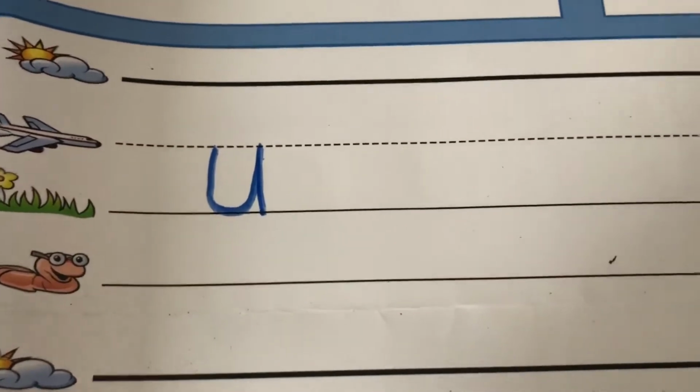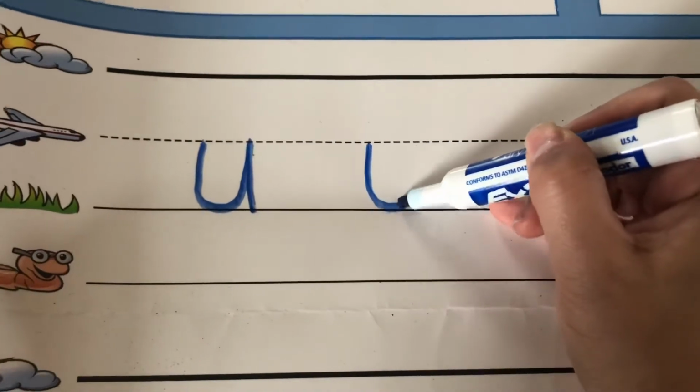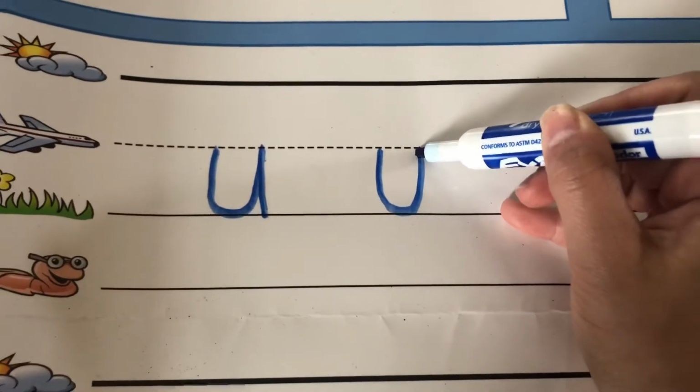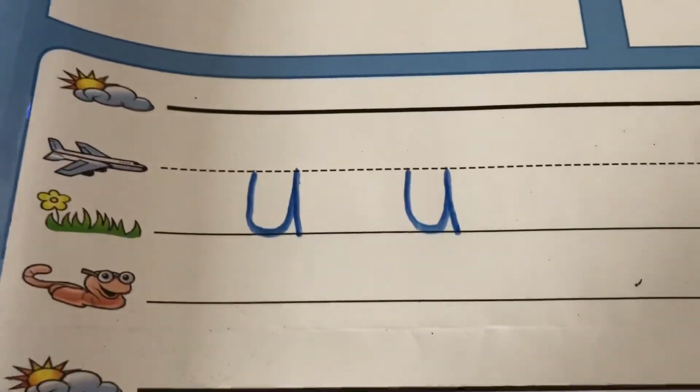So let's try that again. Starting at the plane line, go down to the grass line, curve back up to the plane line, and down to the grass line. U, up.